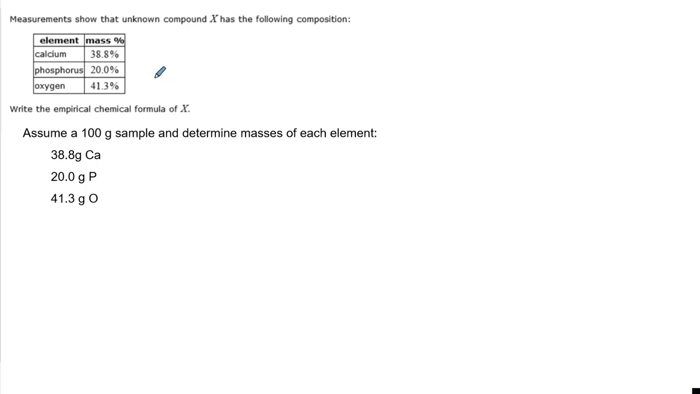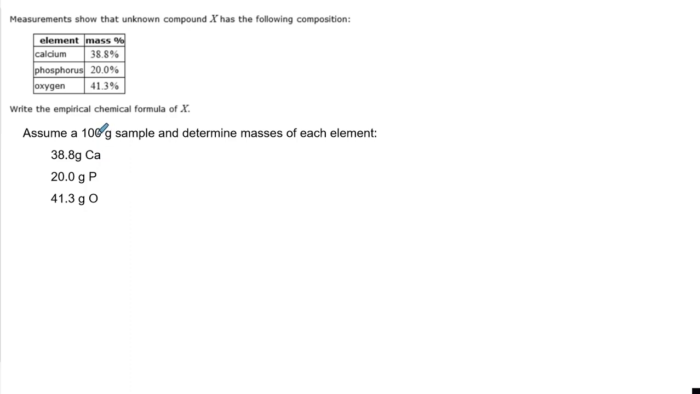So the first step is to assume a sample size, because we can technically assume any size sample we want to. We're going to pick 100 grams just because that makes our math a whole lot easier. But this method technically would work even if you picked another sample size. You just would have to multiply your sample size by each of the percentages. So if I pick a 100 gram sample size, then it's easy because you're just multiplying each of these percentages by 100. And so 38.8% calcium means you have 38.8 grams of calcium in that 100 gram sample.